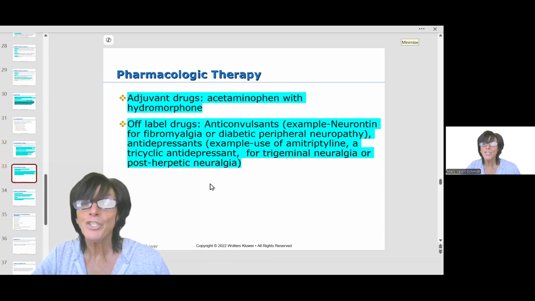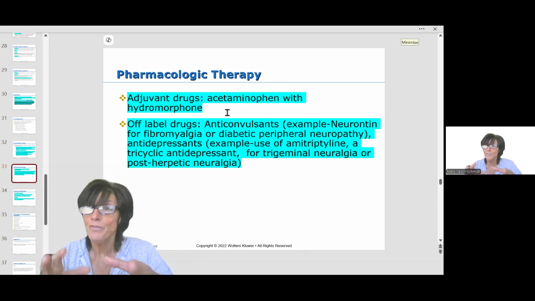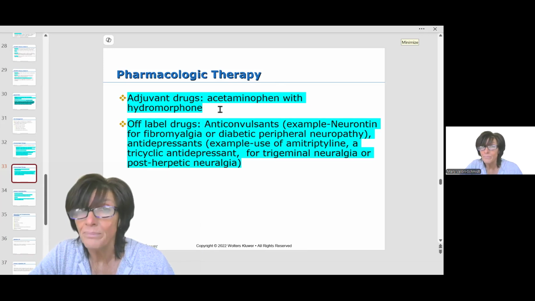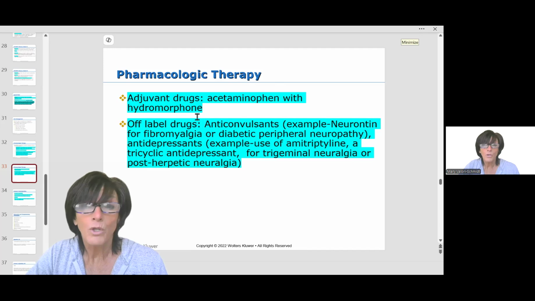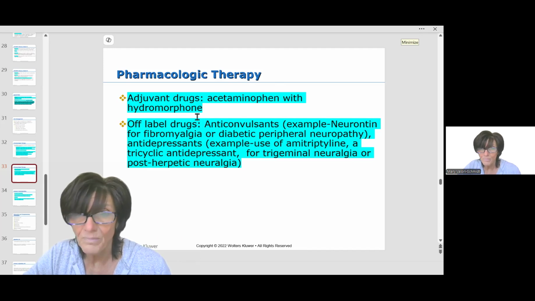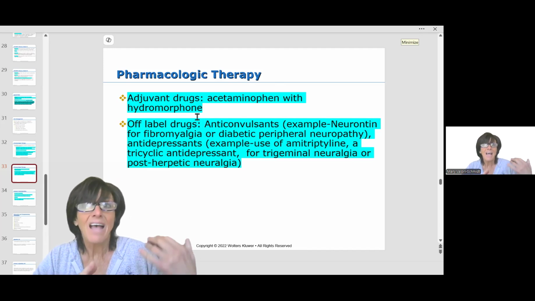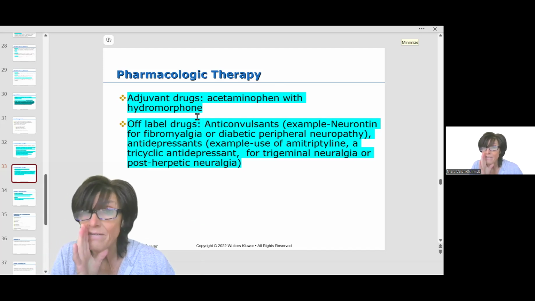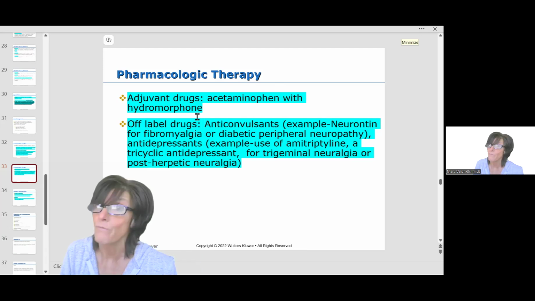We also have adjuvant drugs, like I said earlier. An adjuvant is when we add a drug to another drug to help it. So that's like acetaminophen with hydromorphone, right? Then we have off-label uses of drugs. For example, Neurontin is an anti-seizure or anticonvulsant drug, but we use it for nerve pain, for fibromyalgia or diabetic peripheral neuropathy.